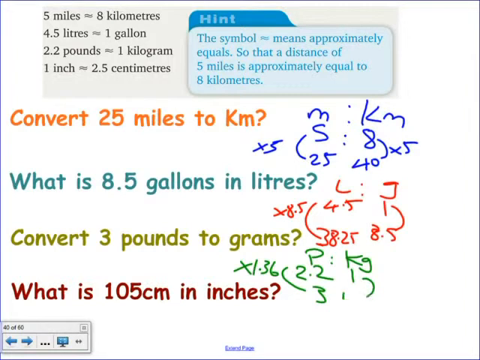So if I multiply that by 1.36, it tells me I've got 1.36 kilograms. It wants the answer in grams, so multiply it by 1,000, 1,360 grams. Sorry, I don't get it.